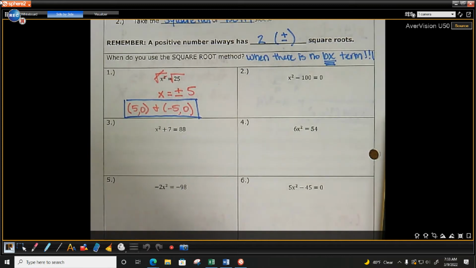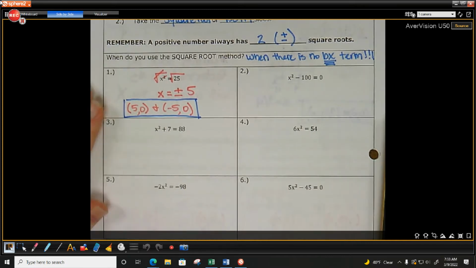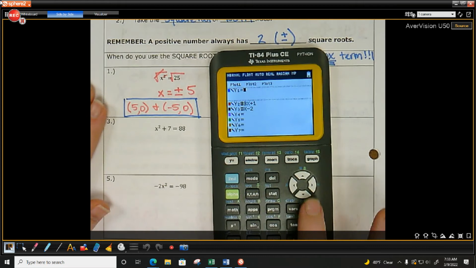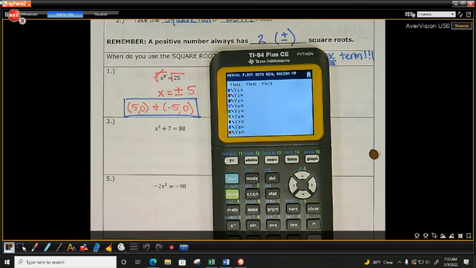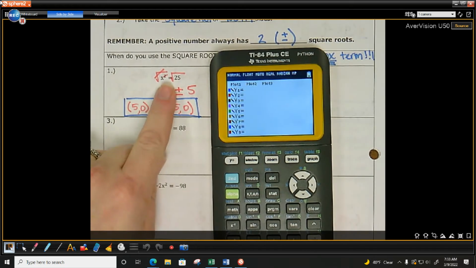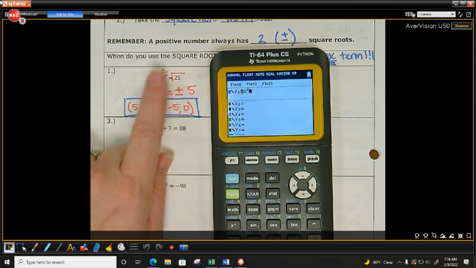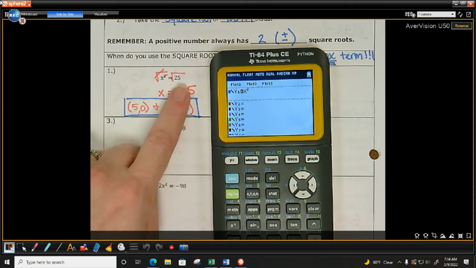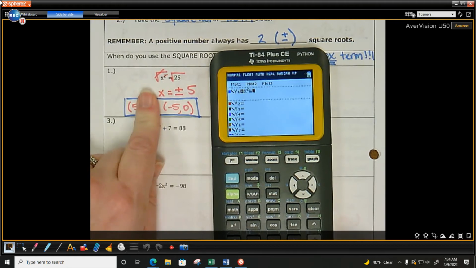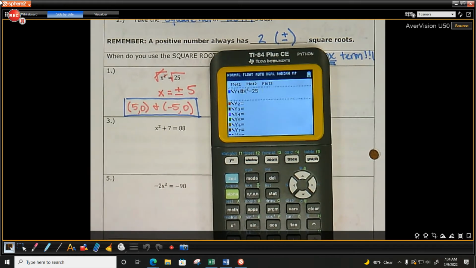Could we check ourselves? Yes, okay, go to your calculator. Go to y equals, clear out whatever is in there. Can I put it in as it is right now? No, because it doesn't equal 0. So I'm going to type in x squared. How would you move the 25 over to be with the x squared? How do you move a positive from the right to the left? So minus 25. I'm moving my 25 from the right to the left. Good? Now I can graph it.